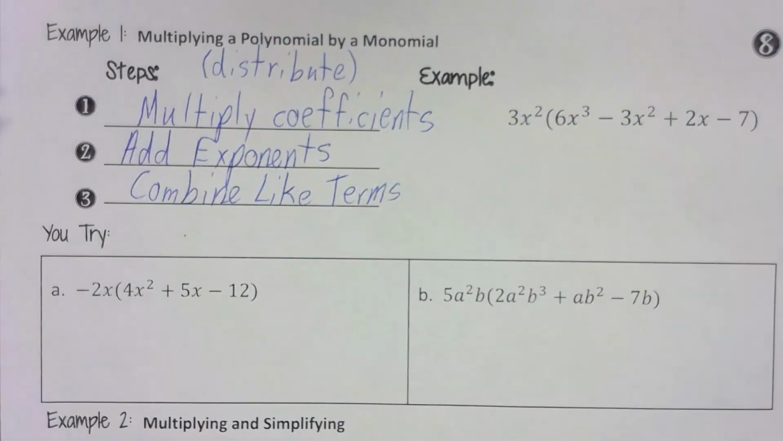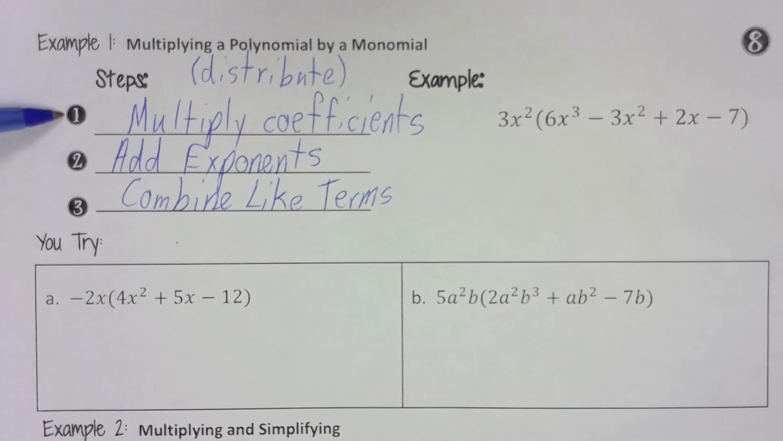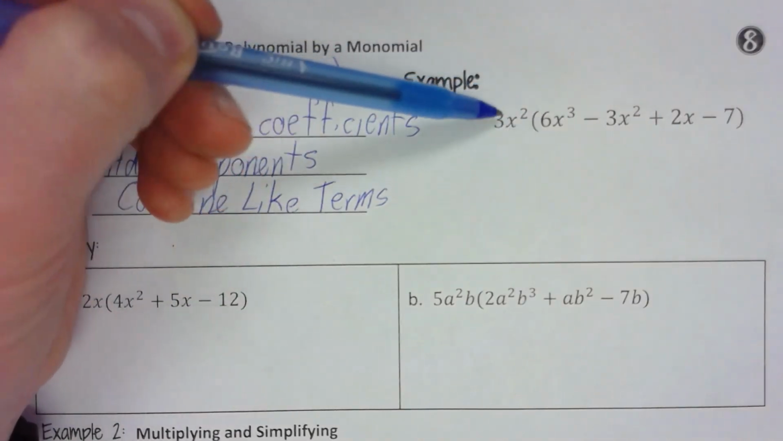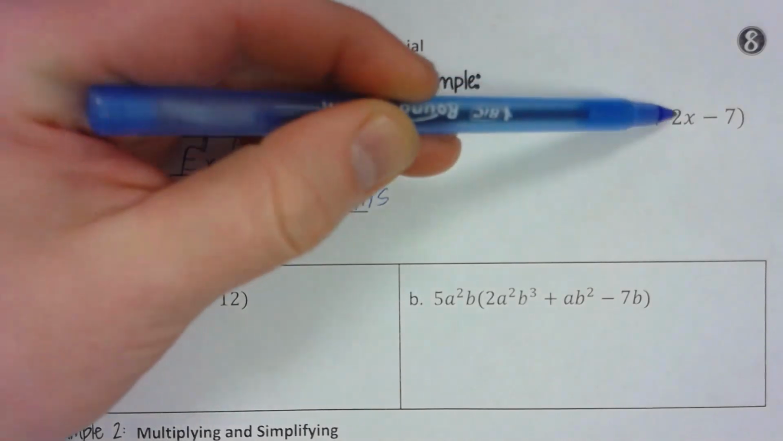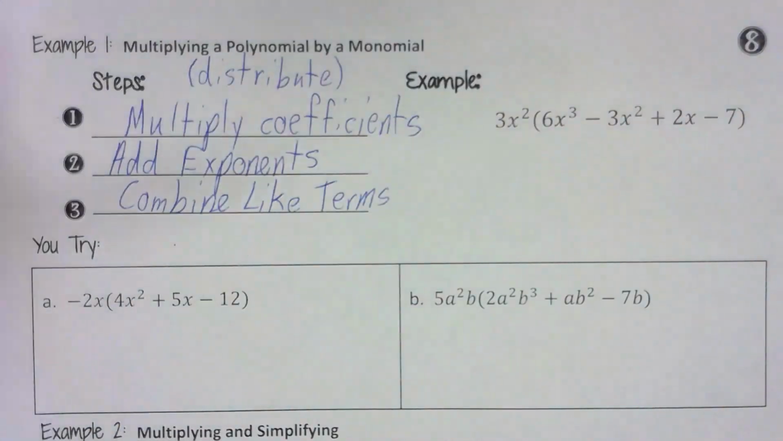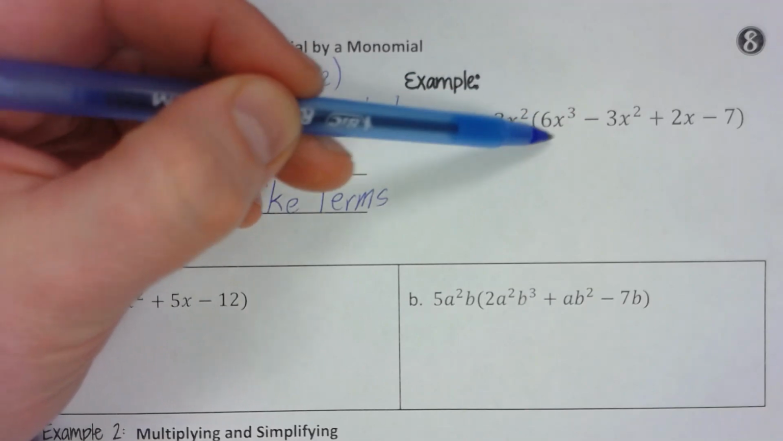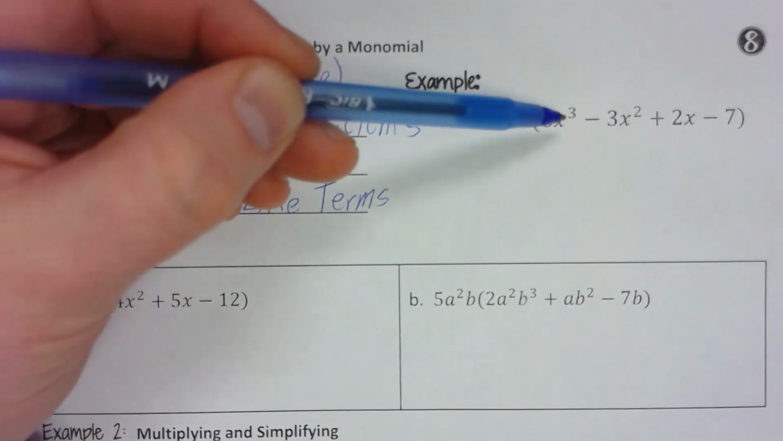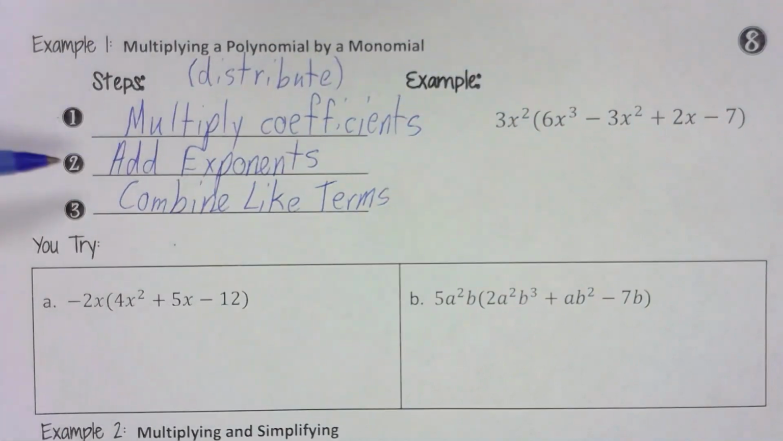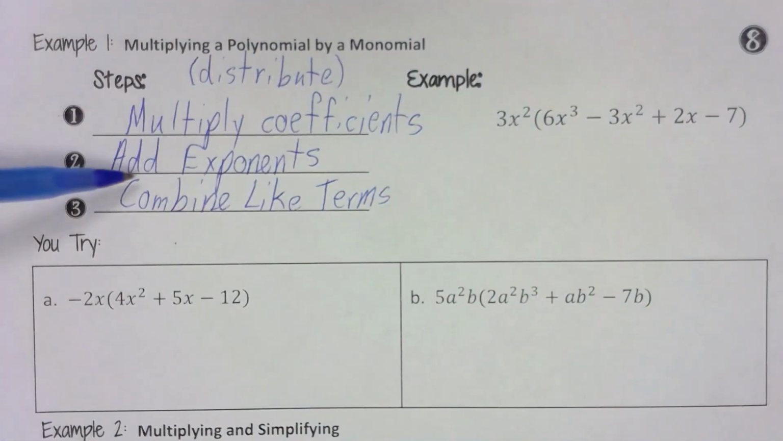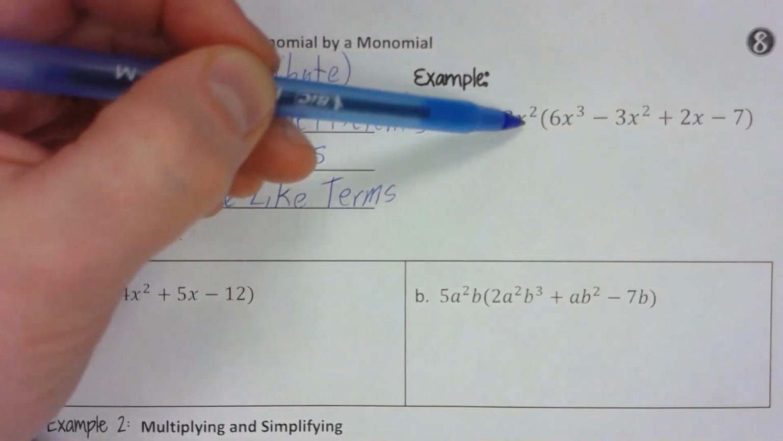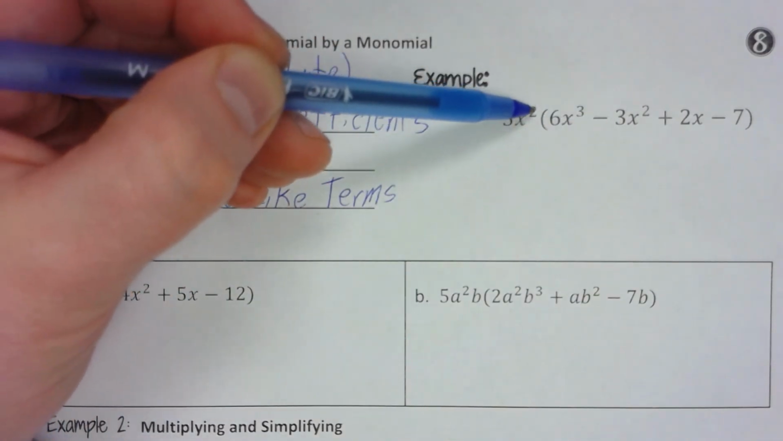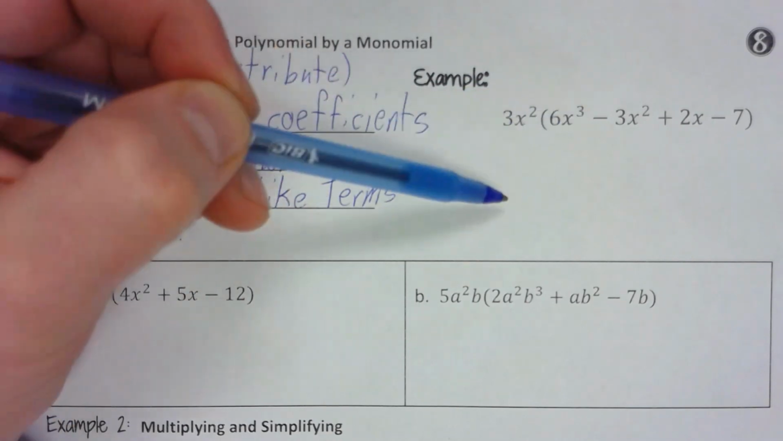So here's our steps for getting this right every single time. Number one, you're going to multiply the coefficients. So I'm going to do 3 times 6, 3 times negative 3, 3 times 2, and so on. And I usually do it a term at a time. So I do 3 times 6, and then I do my x squared times my x to the third. But that's up to you. Second, you're going to add the exponents. You know that x squared times x to the third is x to the fifth. I need to do 2 plus 3 to get that 5.